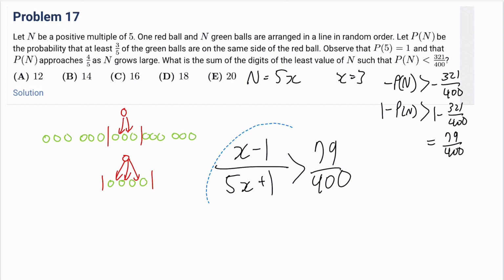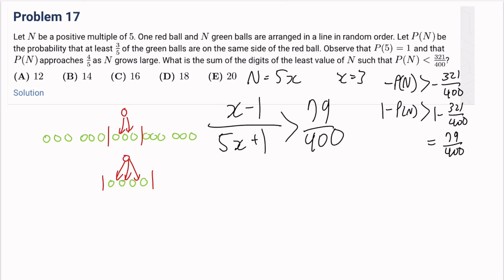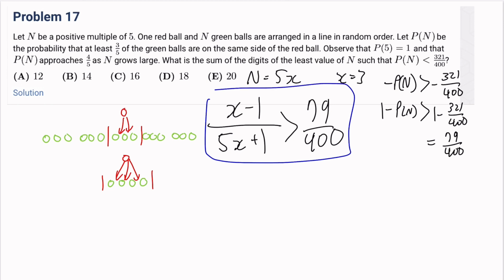And so what that gives us is, we have this, right? And so if we cross multiply, 400x minus 400 equals 79 times 5, that is 395x plus 79. No, this is not an equal sign. This is greater. So 5x is greater than 479, right? And so what is the sum of the least value of n? So 5x is greater than 479.